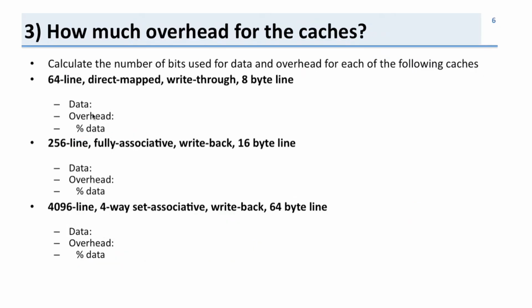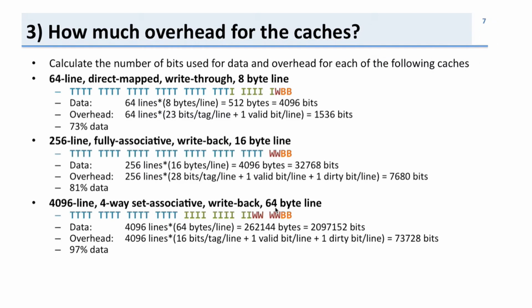Okay, so for number 3, how much overhead for the caches? So it's the same caches: 64 direct, 8 byte; 256 write back, 16 byte fully associative; and 4096 four-way set associative. So all we need to do is compute how much data is allocated for that kind of cache, the overhead needed, and of course the percentage of data. So this is how much is allocated to the data inside that certain cache. So that's it. So next.